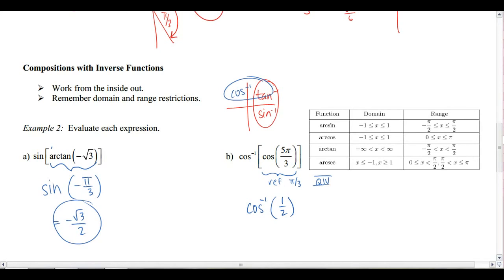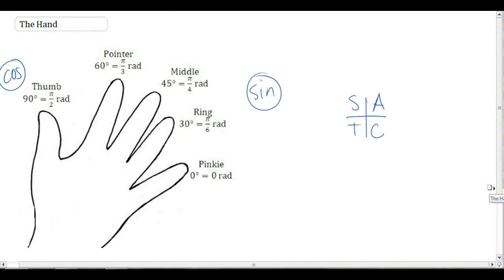Now you would think it was just 5 pi over 3, but because this is arc cosine, we're restricted to quadrants 1 and 2. So who the heck in quadrants 1 and 2 would have a cosine of 1/2? It's obviously not in quadrant 2 because it's not negative. So therefore, I'm only looking in quadrant 1. Who has a cosine of 1/2? Back to my hand, cosine of the top fingers. I'm going to fold this one down.